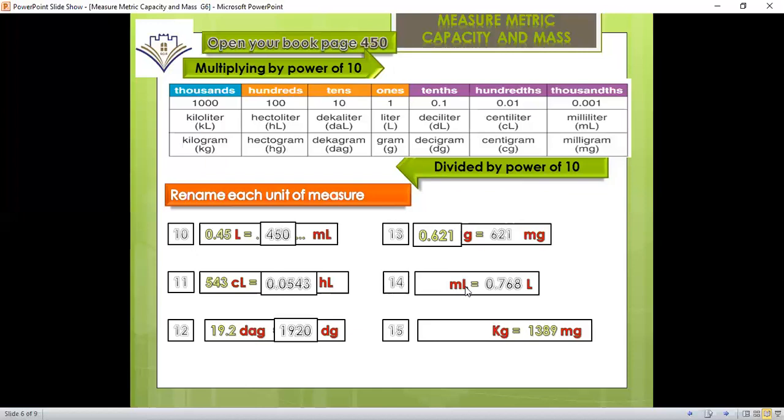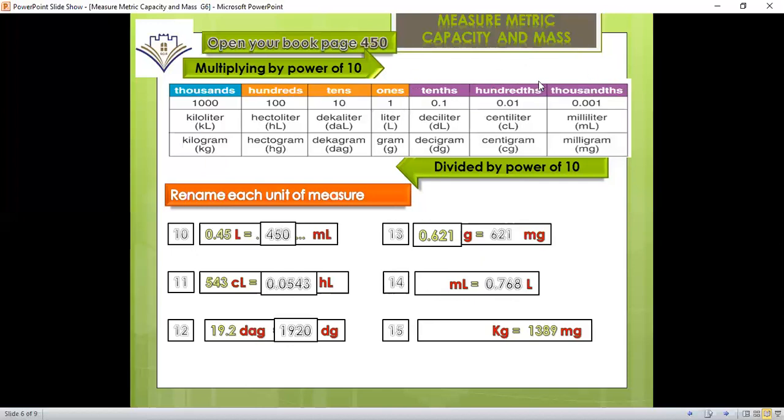Dots milliliter equal 0.768 liter. Then we need to convert from liter to milliliter. Where is the liter here? Here is the liter, converted to milliliters. Then multiply or divide? Multiply. Then 10 multiply 10 means 1000.